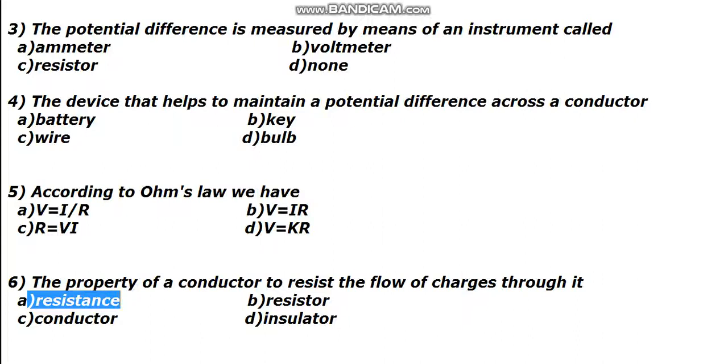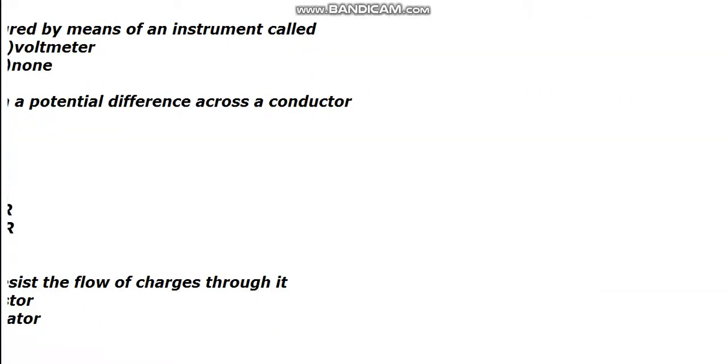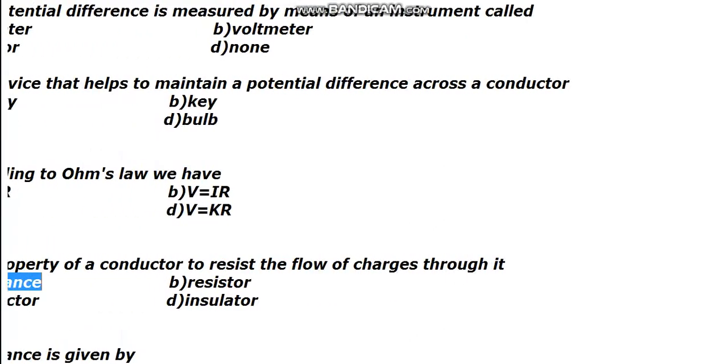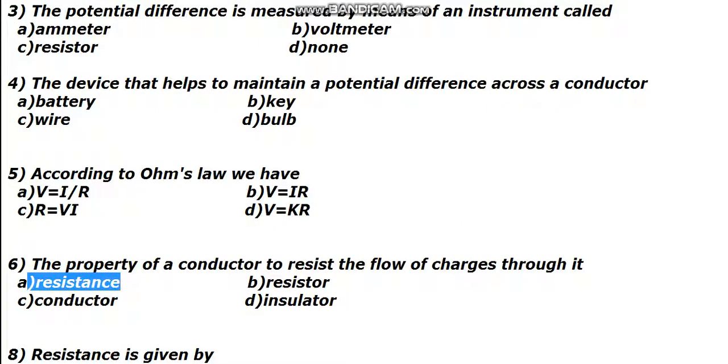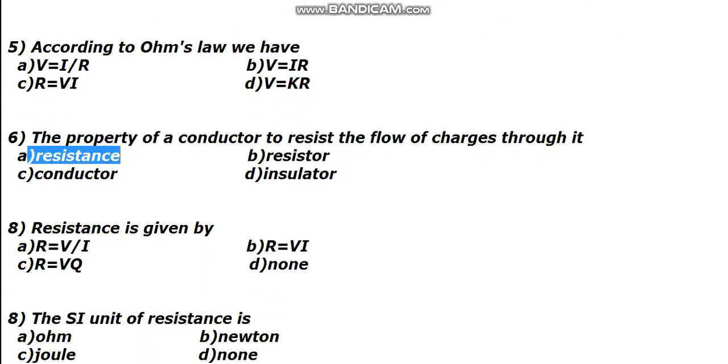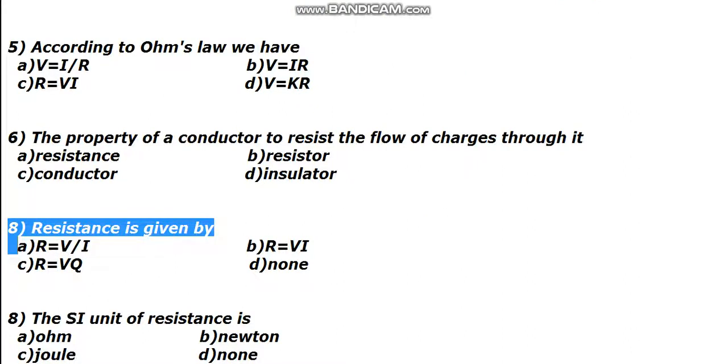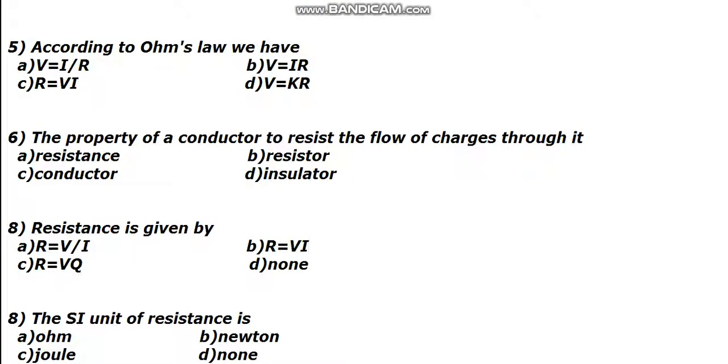Now look at the next one, the seventh one: resistance is given by, the formula to find the resistance. According to Ohm's law we have V is equal to I into R. It may be twisted and given something like this. You may be asked: resistance is given by, so we transfer it, a mathematical calculation here, R is equal to V by I. The options may be R is equal to VI, R is equal to VQ, something like this.